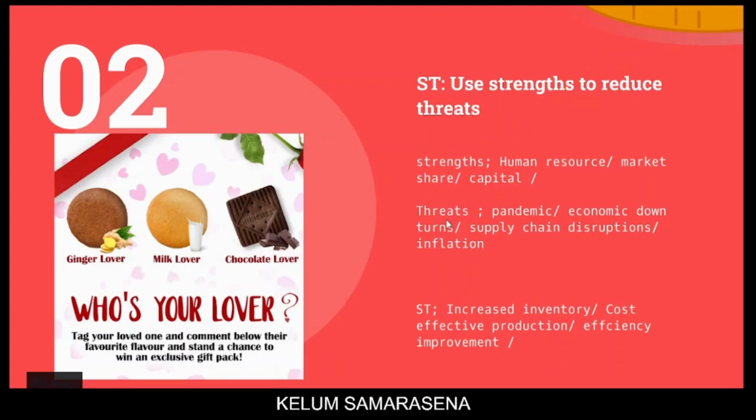And okay, how are we going to get the strengths to not cancel, but reduce the impact of the threats? Yeah, we can have better storage, and we can come up with cost-effective production in order to cut down the waste, cut down on energy waste, improve energy efficiency. Yeah, things like that.